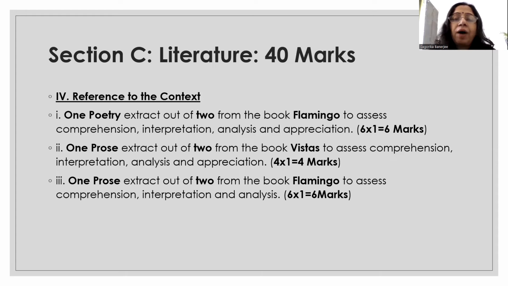Third part of this is 1 prose extract out of 2 from the book Flamingo to assess comprehension, interpretation, and analysis. 6 into 1, that is marks allotted is 6 marks. So total question number 4 will be of 6 plus 6 is 12, and then 4 is 16 marks. Coming to the question number 5 of section C.